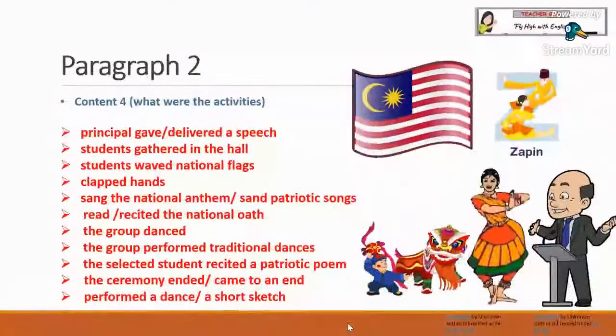Okay, now the most important is paragraph 2. So these are examples of the actions, because content 4 is what were the activities. So just now maybe you can't see some of the ideas. So remember, in your exam, once you get the paper and you are reading part 2, you better quickly jot down all these ideas before you start writing your report or your essay. Okay, can you understand?